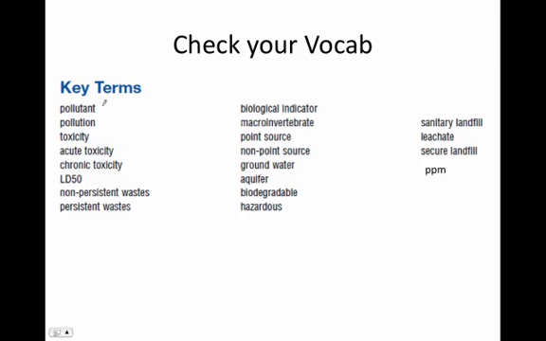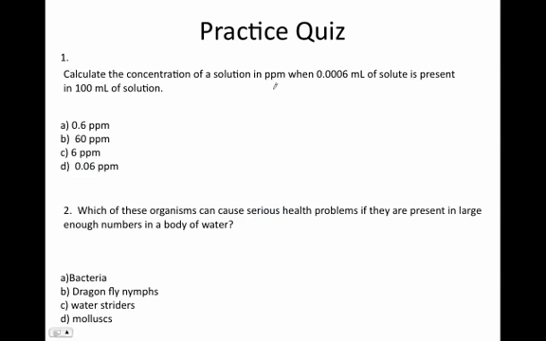Here's a quick check on your vocab, making sure you have all your vocabulary. You can pause if you want to check that out. Let's do this practice quiz.